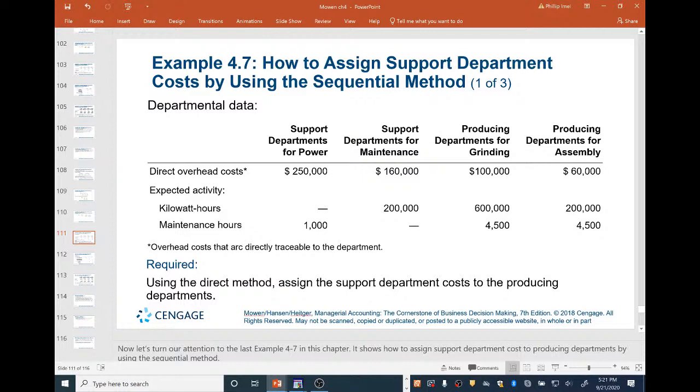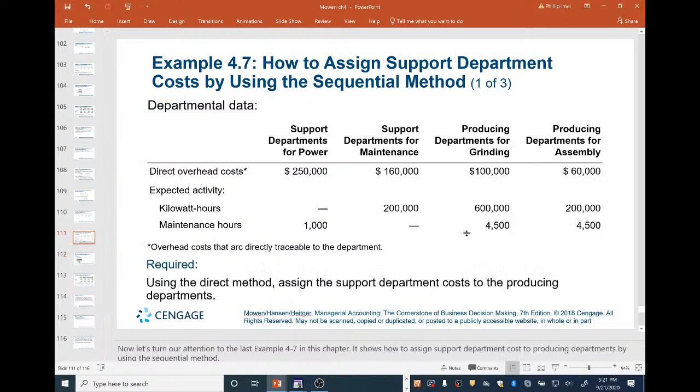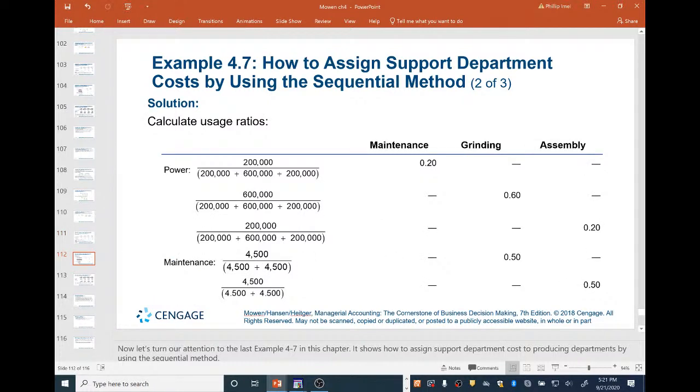Next, we want to do for the grinding, 600,000 divided by the sum of these 3. Same thing for the assembly, 200,000 divided by the sum of these 3. And that'll give us our percentages right here: 0.2, 0.6, 0.2. Then we go back and do the same thing for maintenance, for the $1,000 here we want to allocate. Obviously, it's going to be 0.5 right here because they're locked even, right? So 0.5 is going to be our rate. Same thing there, 0.5 for the grinding and assembly.